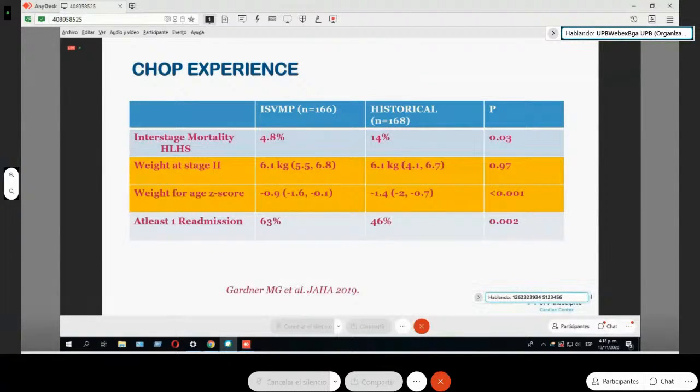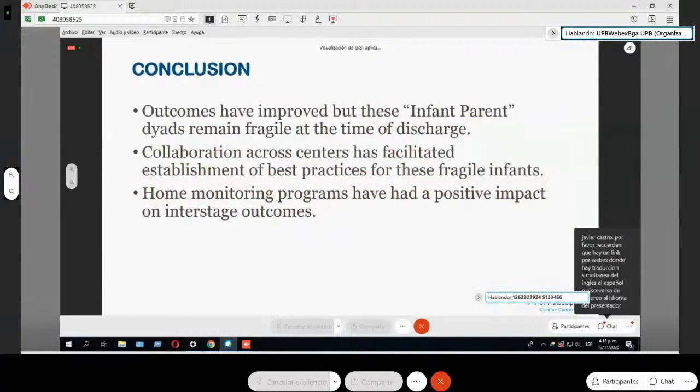Ahora, esta es nuestra experiencia en el hospital. Hemos comparado nuestros programas de monitoreo en casa, incluso con estos bebés que son un poco más jóvenes. El peso era similar, pero la ganancia de peso fue mucho más fuerte en nuestro grupo de monitoreo en casa comparado con la cohorte anterior.